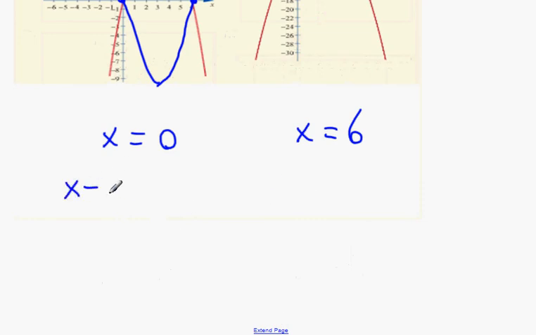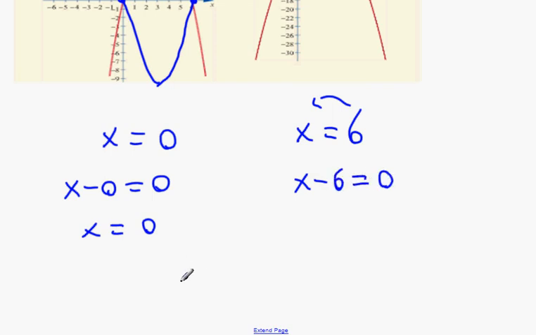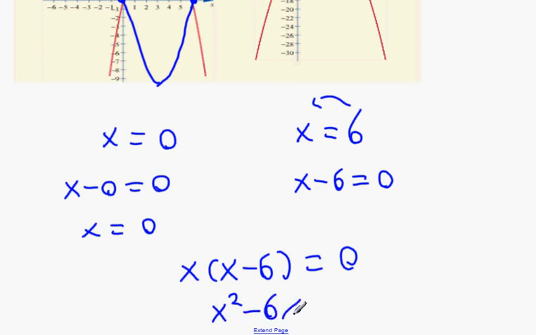This one is technically x minus 0 equals 0. It's still the same thing, isn't it? It's just x equals 0. You're going to bring the other one backwards and you're going to get x minus 6 equals 0. This means this equation came from this. Yeah? Which means that the formula should have been x squared minus 6x.